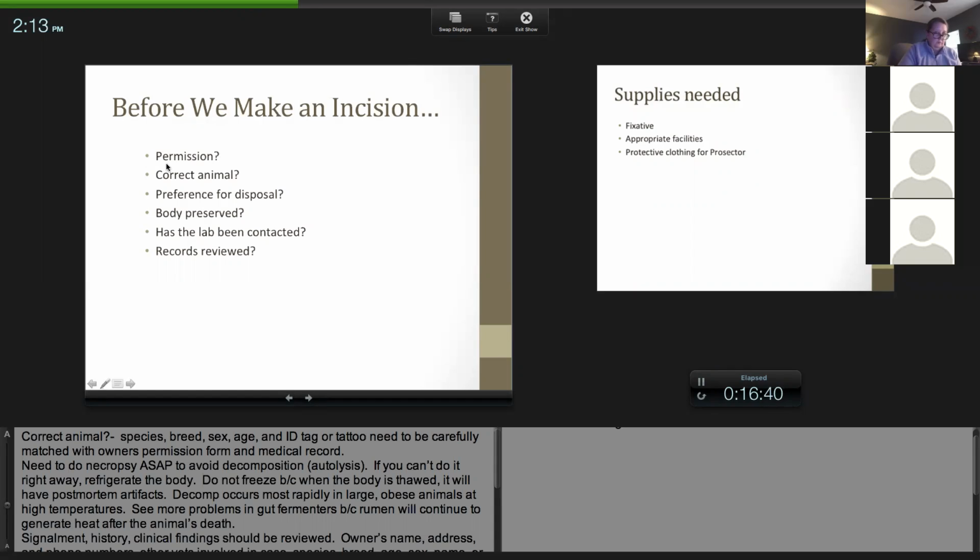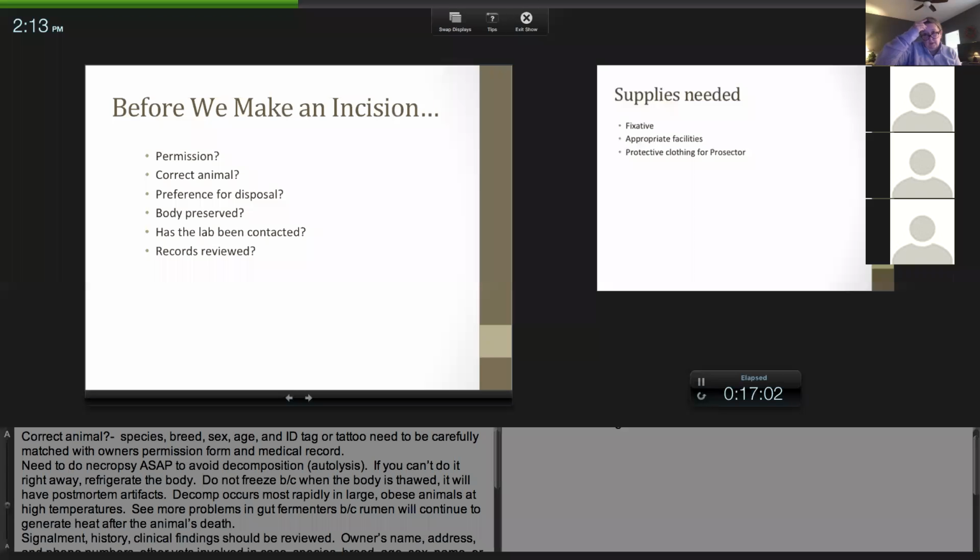So hopefully that's already been decided, but there's nothing worse than starting to cut open an animal and then the owner is like, I didn't tell you you could do that. I didn't give you permission. That's going to be bad. So usually you need to get that permission up front.